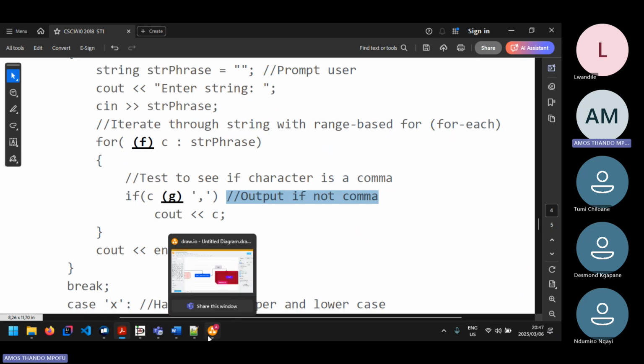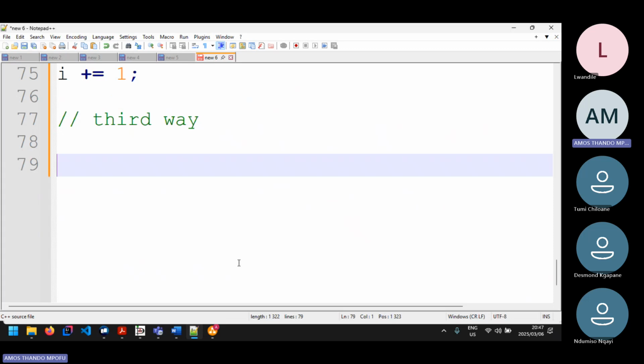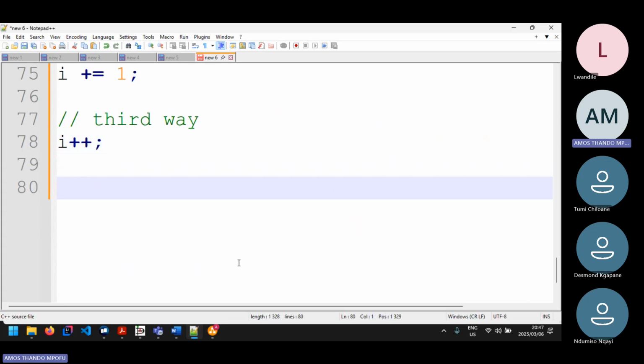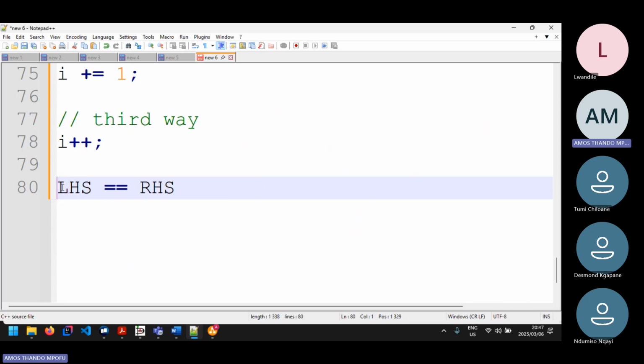So not a comma. This is where you have to use critical thinking. If you remember logic and relational operators, we have equals, two equal signs. It just means: does the thing on the left-hand side have the same value as the thing on the right-hand side? That's what that means.